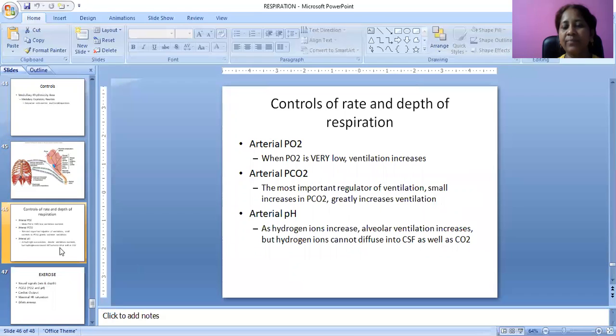Controls of rate and depth of respiration. Arterial partial pressure of oxygen, PO2: when PO2 is very low, ventilation increases. Arterial PCO2 is the most important regulator of ventilation. Small increases in PCO2 greatly increase ventilation. Arterial pH: as hydrogen ions increase, alveolar ventilation increases, but hydrogen ions cannot diffuse into CSF as well as CO2.